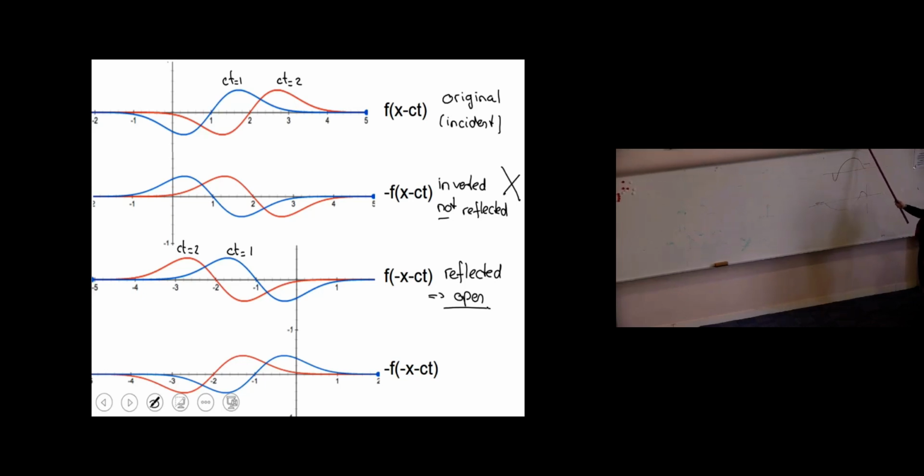minus f(minus x). So now we have the fact that it travels to the left and it is inverted. So reflected and inverted. And this is our closed boundary.